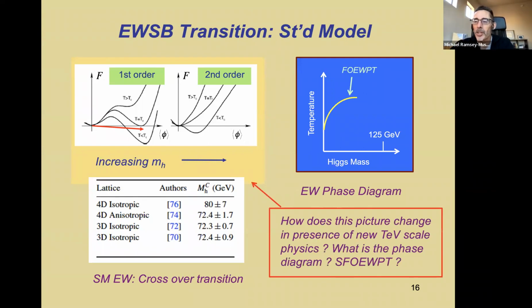Now, many of us are convinced that for the electroweak sector, at least, that's not the end of the story, that there has to be some new physics at or below the TeV scale. And so in that case, one can ask, how does this phase diagram change? And in particular, is there a strong first order electroweak phase transition? And strong, I'll come to in just a minute.